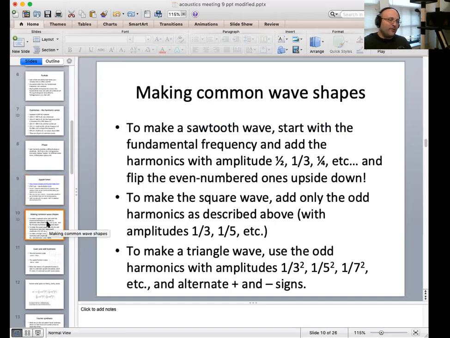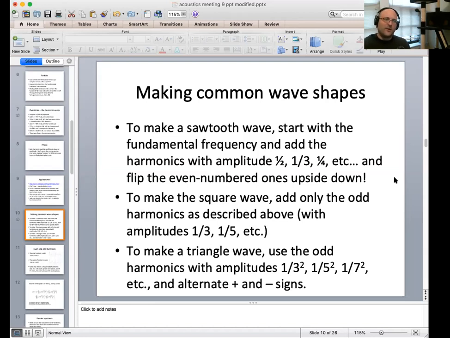A summary of what that says is, if you want to make a sawtooth wave, you turn your fundamental frequency to whatever amplitude you want, and then you add the harmonics, but don't add them to the same amplitude. The second harmonic, make it half. The third, you make it 1/3 the amplitude. The fourth one, you make it 1/4 of the amplitude. I suggest here to flip the even numbered ones upside down, so shift their phases 180 degrees. That makes one kind of sawtooth wave.